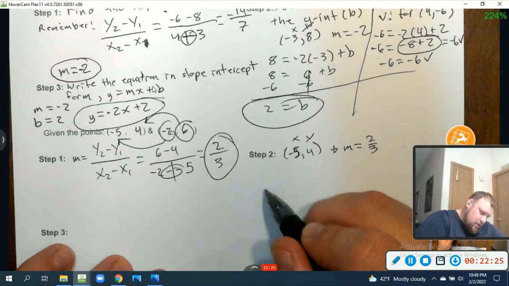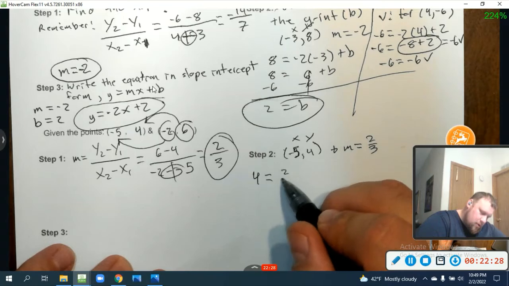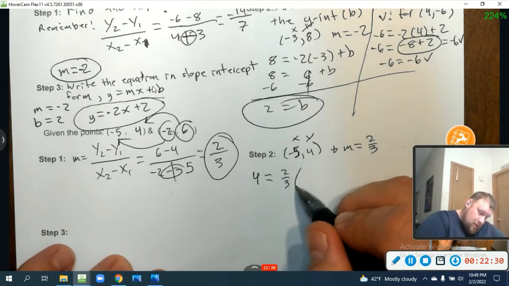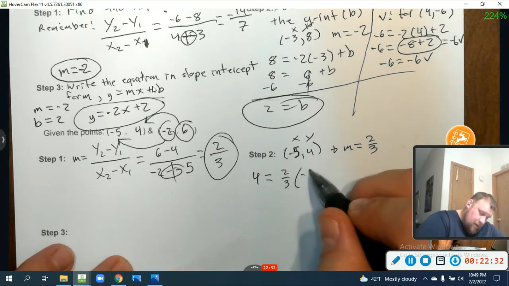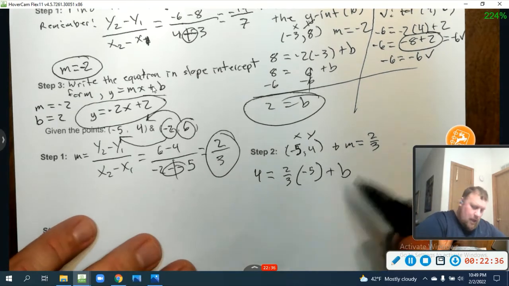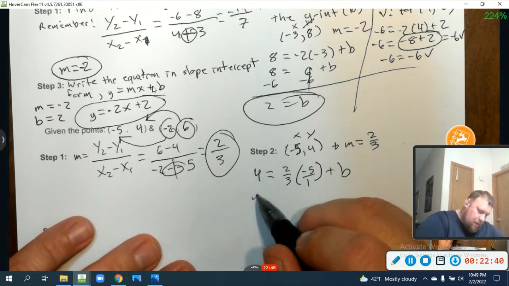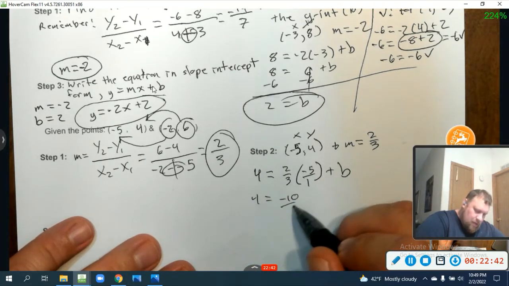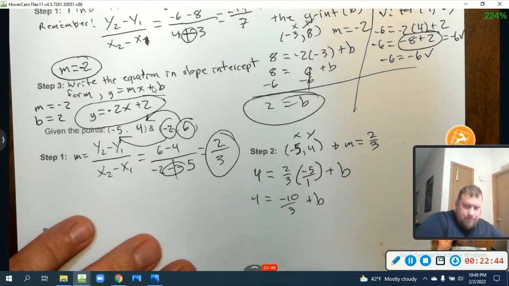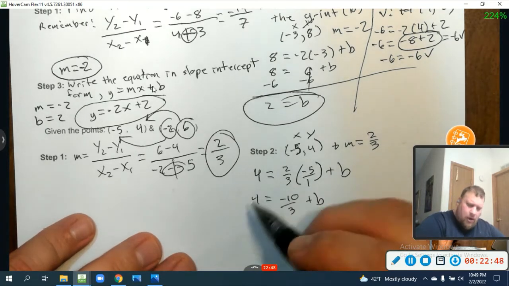Again, add 10 to both sides. Negative 22 equals 3b. Boom. Look at that. Divide that by 3. And we have, I'm going to leave it just like that. B equals 22/3. Our last step today is step 3. And for step 3, we're just going to plug it in. We know our m equals, what do we find our m was? 2/3.